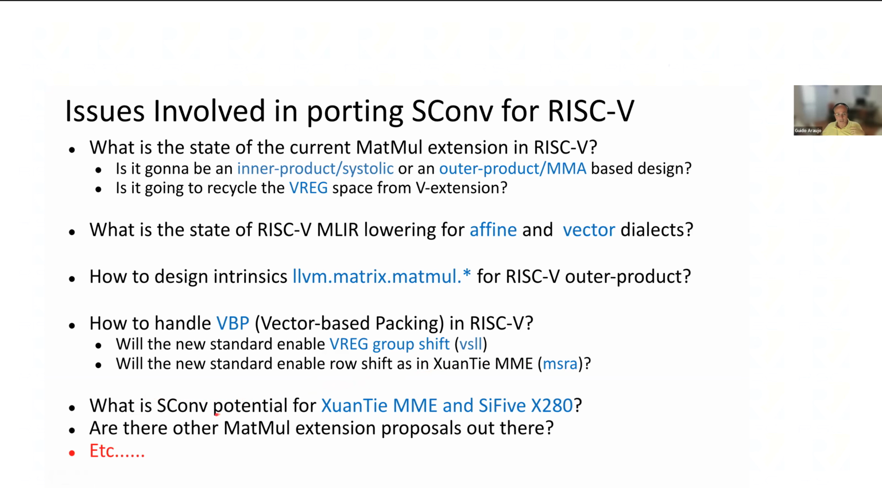The other question is, what is the SConv potential for ZT and SiFive X280? And are there other matrix extension proposals out there? I just saw the preliminary for this ZT MEV, and if there are others, please let me know. Here is a bunch of questions that I have and would like to discuss. I'm pretty much open to discuss that.